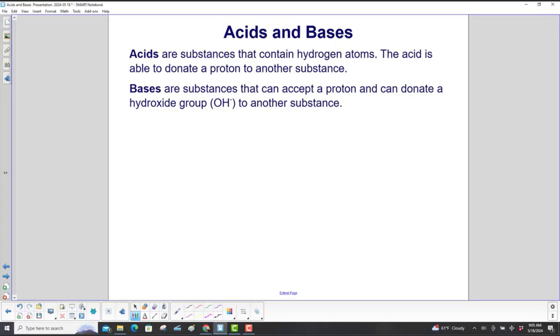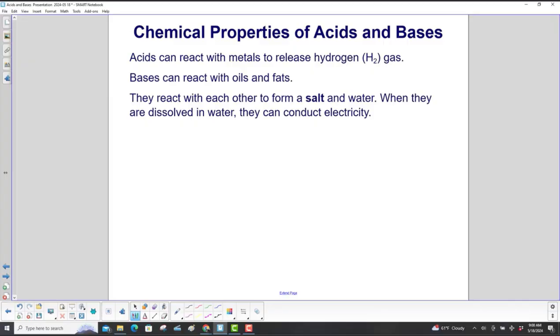Acids are substances that contain hydrogen atoms. The acid is able to donate a proton to another substance. Bases are substances that can accept a proton and can donate a hydroxide group, OH-, to another substance. Acids can react with metals to release hydrogen gas. Bases can react with oils and fats. Acids and bases react with each other to form a salt and water. When they are dissolved in water, they can conduct electricity.